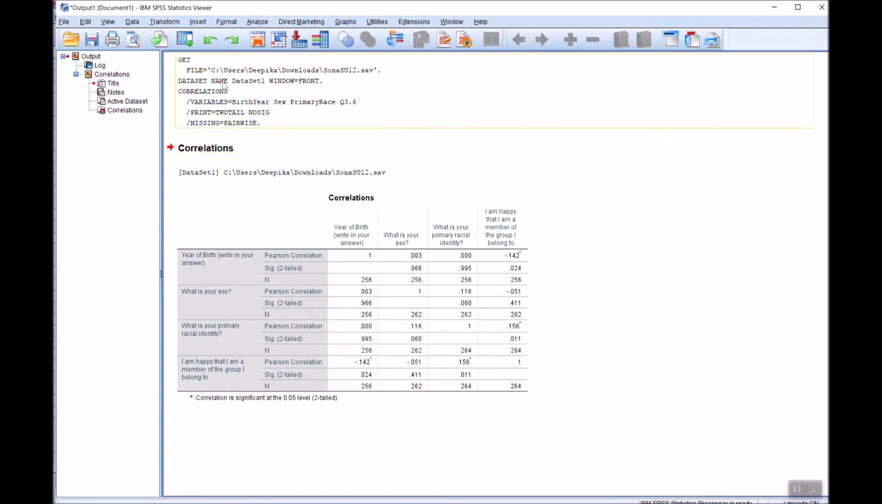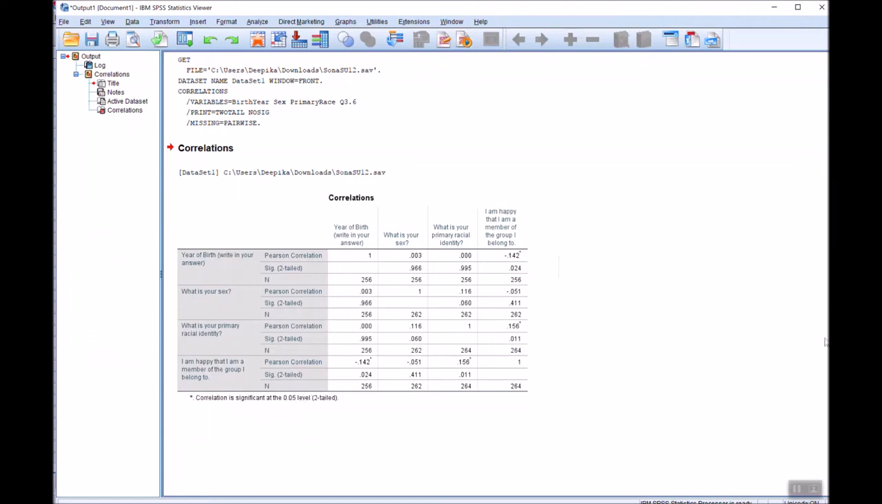To read this, basically, if there's a star next to one of the correlations, that means it's significantly correlated. So I can see over here, year of birth is significantly correlated with how happy a person reported being in their ethnic group. And specifically, I can see that this is a negative correlation, and we know it's significant because the alpha was set at less than 0.05.